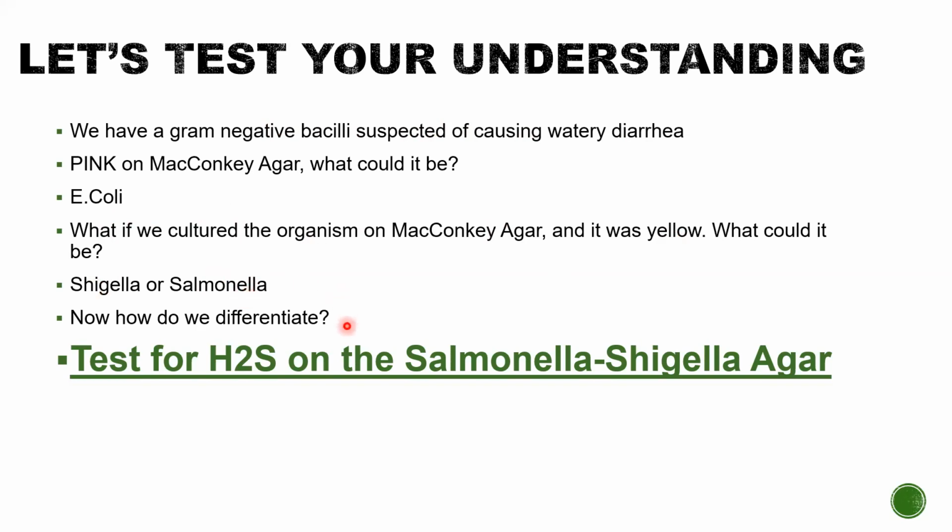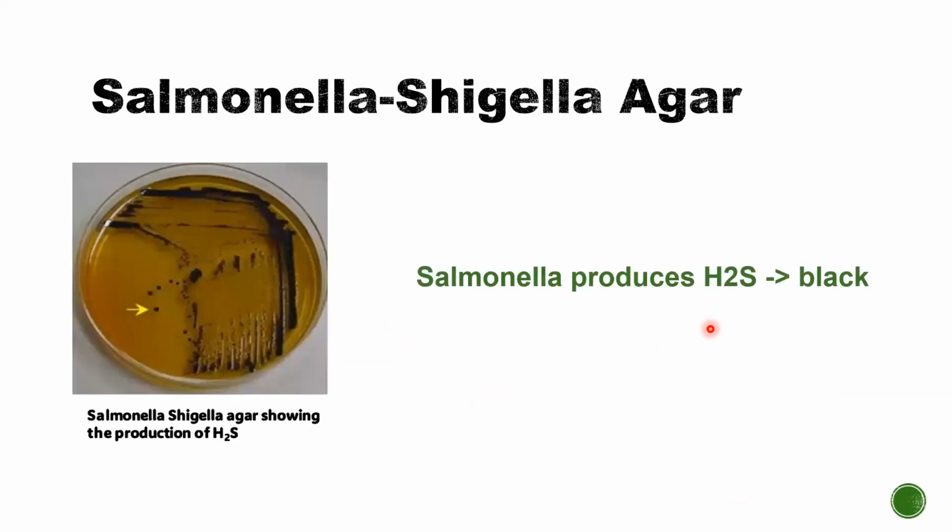Now, how can we tell if what we're working with is Shigella or Salmonella? There's something called Salmonella Shigella agar, and it's selective for Salmonella and Shigella, so only these two can grow on it. Salmonella produces hydrogen sulfide, which appears black. So if it appears black, it means it's Salmonella. If nothing happened on this agar, then it's probably Shigella.